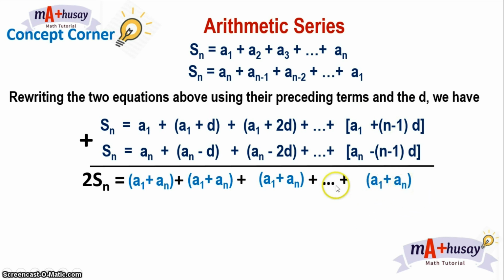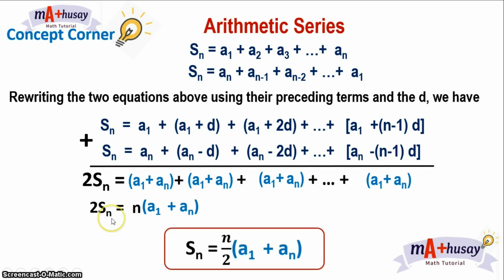Now, as you can see, since there are n terms of the form a sub 1 plus a sub n, we can rewrite it as n times the quantity of a sub 1 plus a sub n, because there are n terms of the quantity of a sub 1 plus a sub n. So, to get the sum, we divide both sides of the equation by 2, then we will have the first formula, which Carl Gauss used.